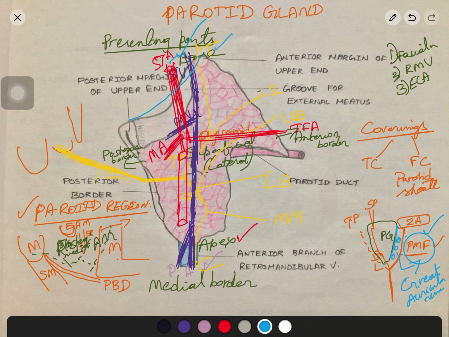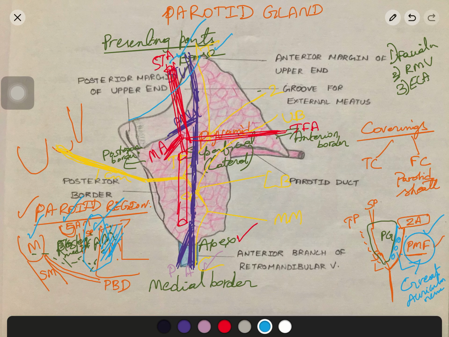Now we will see the anteromedial surface. For the anteromedial surface, you have to think as if this is over the ramus of the mandible. So if this is over the ramus of the mandible, what will be the muscles attached to the ramus of the mandible? Masseter and medial pterygoid muscle. So that is the posterior border of the ramus of the mandible with two muscles. One is the masseter, attached superficially, and deeper, the muscle which is attached is the medial pterygoid muscle. So that is the anteromedial surface.